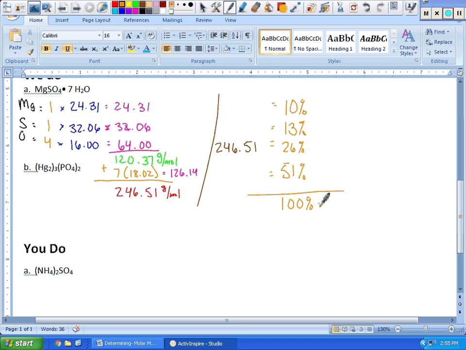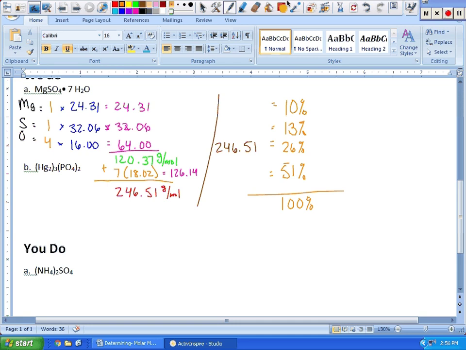Yes, ma'am. All right, that's a good question. The way that this question will be worded on the test is, what is the percent of each element in the compound? So you would say Mg is 10, S is 13, O is 26, and water is 51. Those would be your four answers. But since you got 99 because you had 25 versus 26, that's why I give you that one way either way. Okay? Everybody good on this?